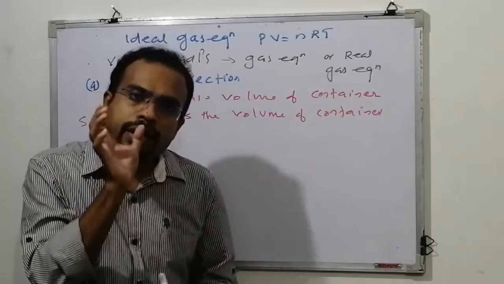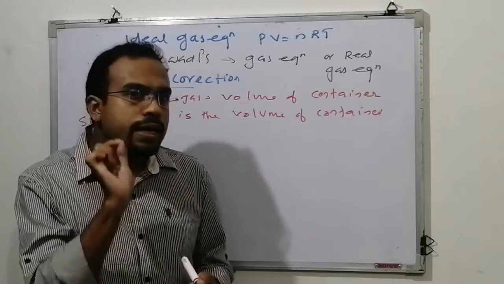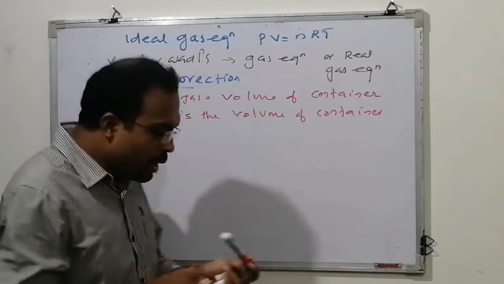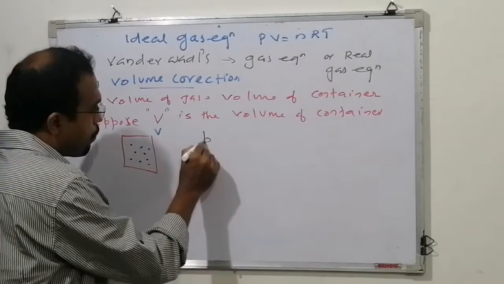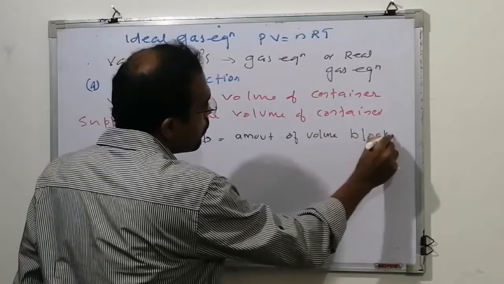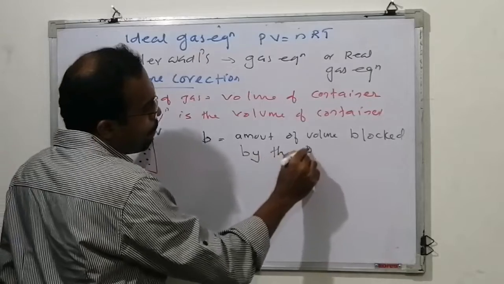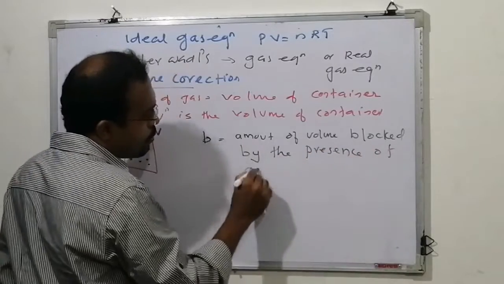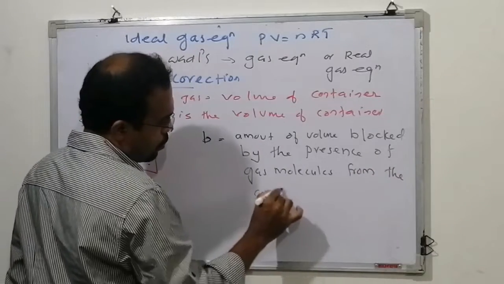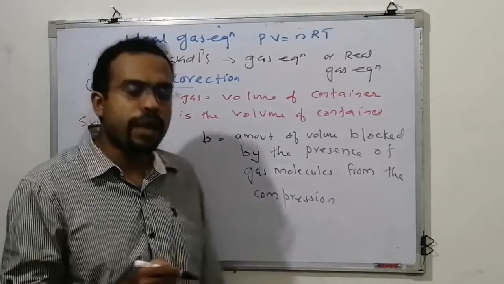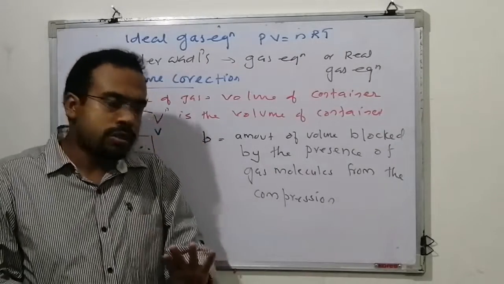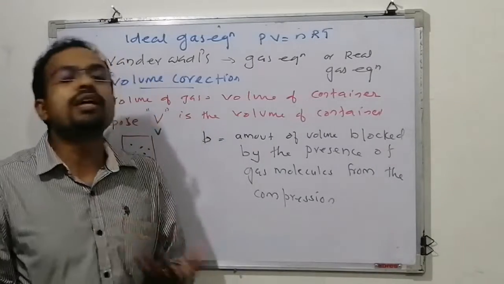But this entire V, please listen carefully, this entire V is not available for compression or expansion. Some amount of volume is called B. B is equal to the amount of volume blocked by the presence of gas molecules from the compression. What is the statement I have given for B? B is the amount of volume out of the total volume of the container which is blocked by the presence of gas molecules from the compression.